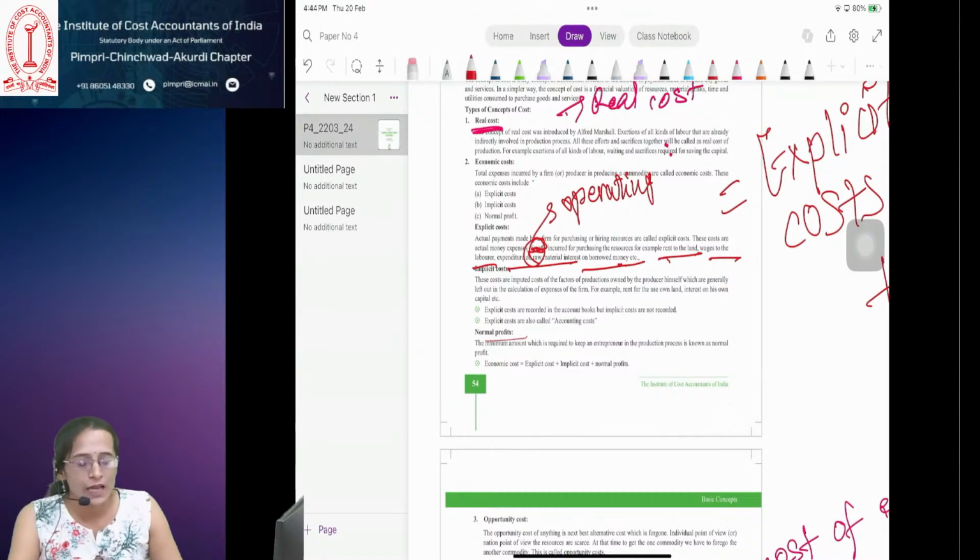So, Sally, can you tell me what are the two differences between explicit cost and implicit cost? I will help you. You just tell what you understand.